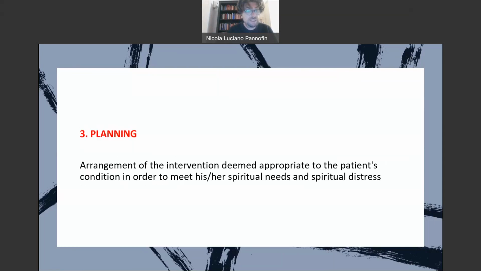The diagnosis is followed by the third stage, the planning of the nursing intervention deemed appropriate to the patient condition to meet their spiritual needs and discomforts. Spiritual care planning, as well as the subsequent intervention, should be the result of a joint interprofessional effort by a team of different specialists and healthcare providers.